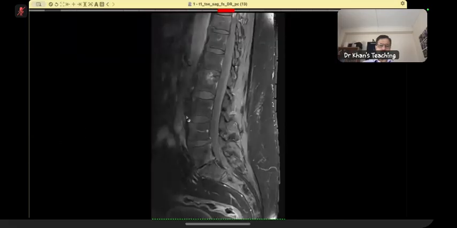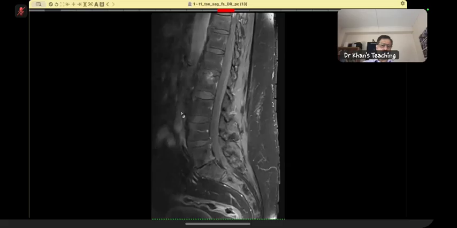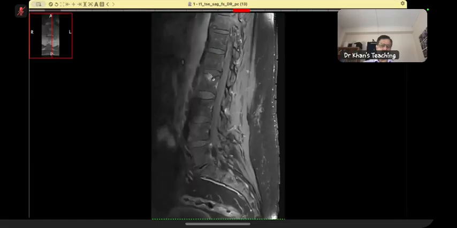Now, usual Schmorl's nodes do not enhance. But remember that acute Schmorl's node is a different pathological entity. In acute Schmorl's node, what happens is that acute intravertebral disc herniation produces an inflammatory response. And that response, when you give contrast, will enhance. So the bone marrow is enhancing here and the disc is enhancing there.